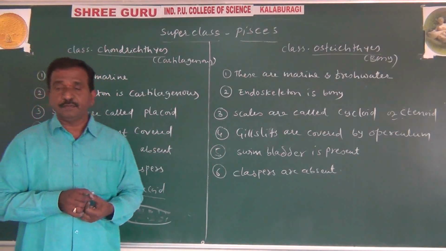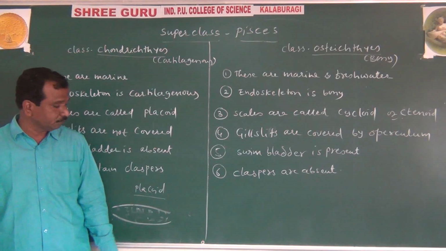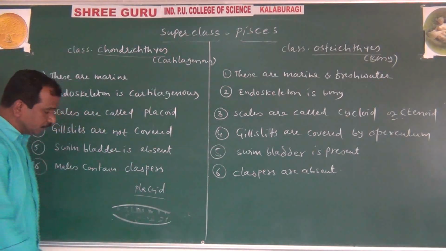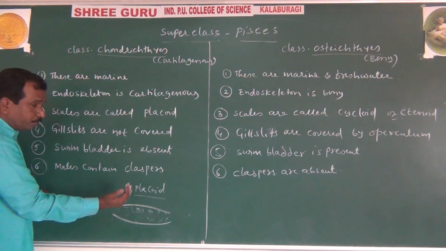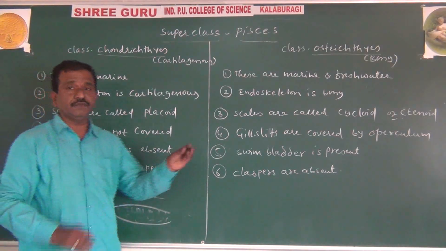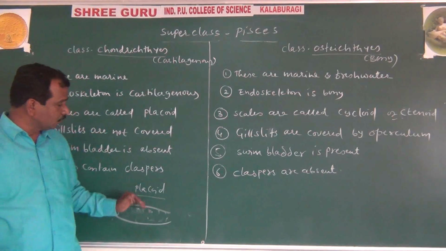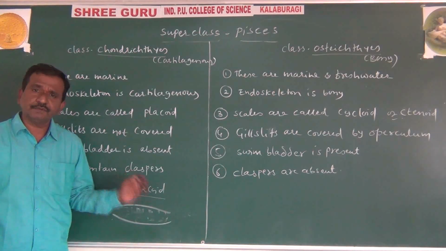Whenever we are seeing the bony fishes, the scales are going to be found on the surface region, but here scales are not visible. We can just feel them when we touch the skin from backward: automatically we will feel the scales or the spine-like structures. These are called placoid scales.